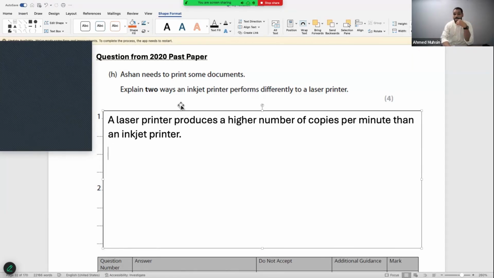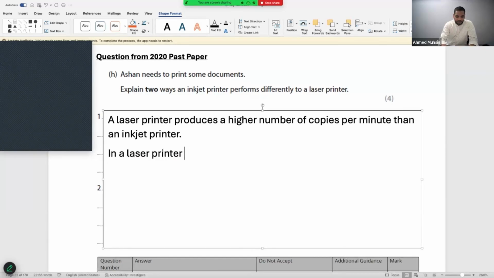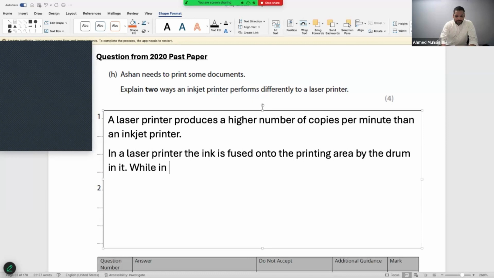Inkjet uses cartridges, laser uses toner. Can we note this down, everybody? So we can say over here, in a laser printer, the ink is fused onto the printing area by the drum in it, while in an inkjet printer, ink is sprayed on to the printing area.